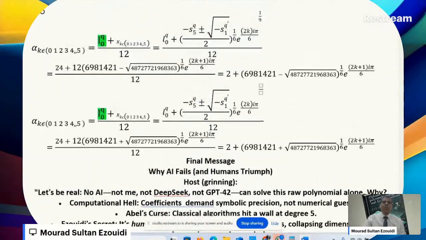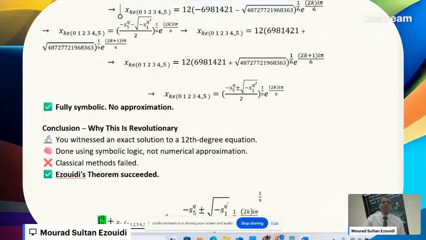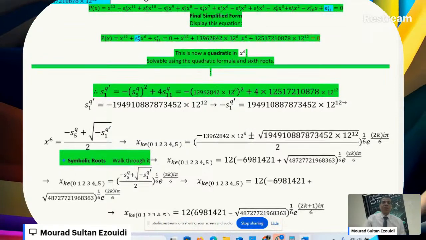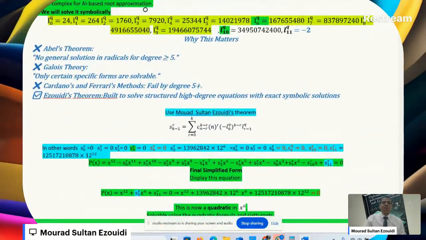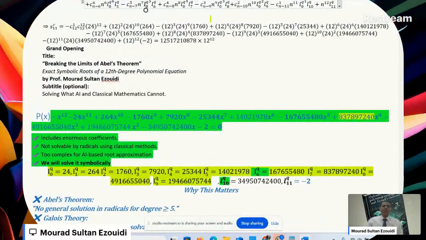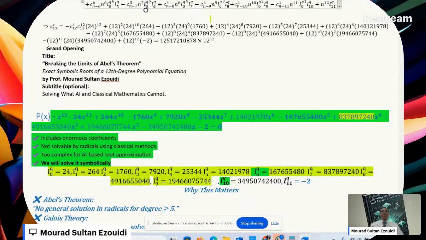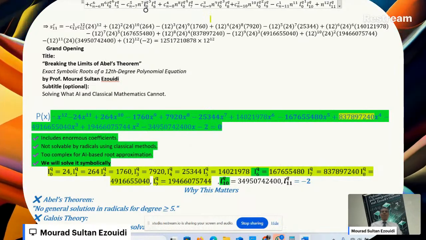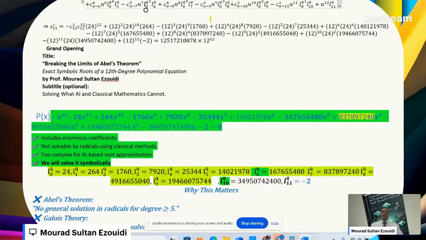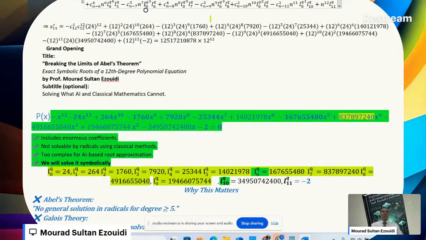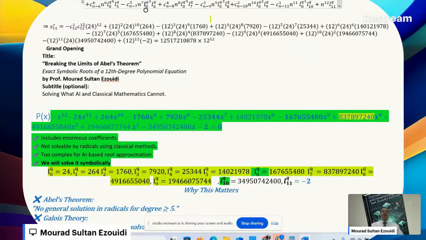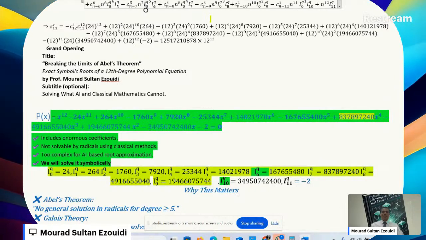So now my professors, teachers and colleagues, we will work with this 12-degree equation, and you will see, inshallah, how we solve it. Breaking the limits of Abel's theorem: exact proofs of the 12-degree polynomial equation by Professor Mourad Ezouidi, solving what AI and classical mathematics cannot.